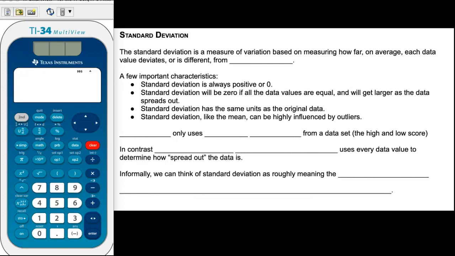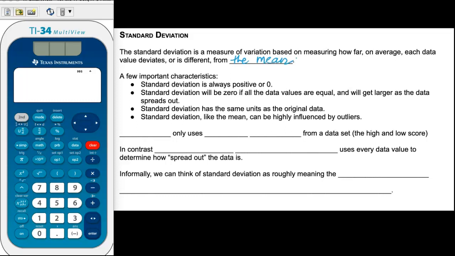In this video, we're going to talk about standard deviation. Standard deviation is just the measure of variation, so how data vary from each other, based on measuring how far, on average, each data value deviates or is different from the mean. So we're comparing here each data value to the mean, or the average.